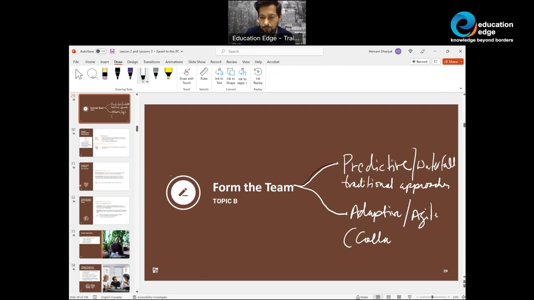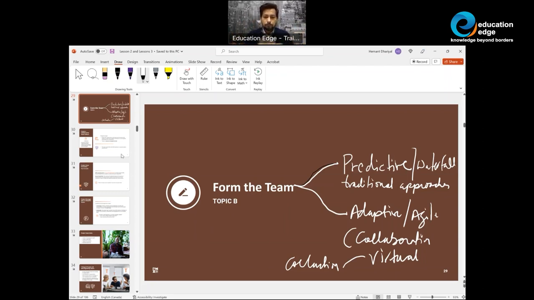So from an exam standpoint, collaboration and co-location remain the key, and keep in mind, co-location could be physical, but co-location nowadays is virtual. And collaboration remains the key in predictive projects also. Just because it's command and control, or project managers play a very important role in leading the team, does not mean that you don't need collaboration. You need collaboration everywhere. So forming the team from a predictive standpoint and forming the team from an adaptive standpoint.